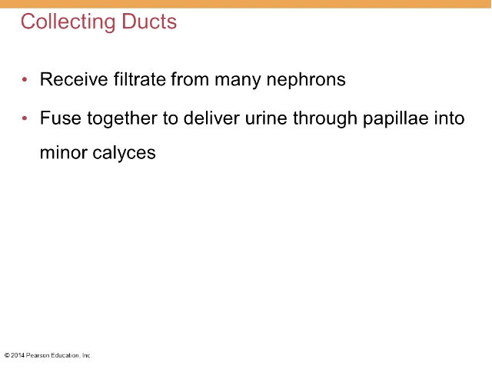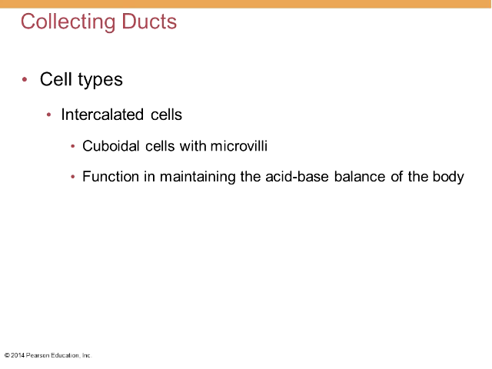That, of course, leads to the collecting ducts, and they receive the filtrate from the many nephrons, and they fuse together to eventually deliver urine through the papillae, or the point of the pyramid in the medulla, and into the minor calyces, where the urine is now collected.